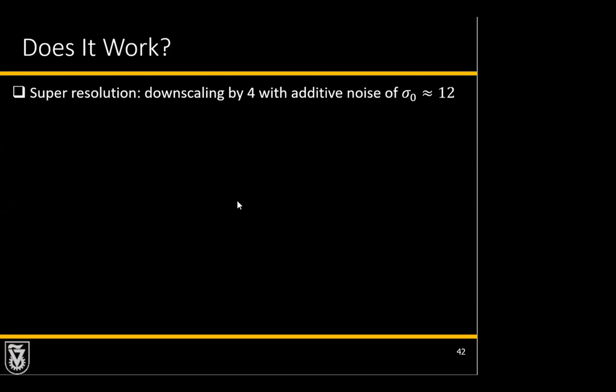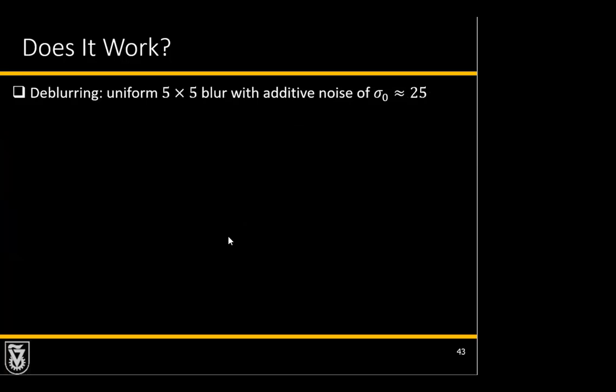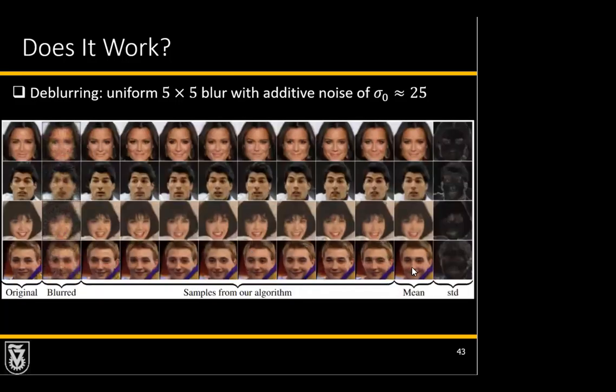So we, of course, did not just do face images. There are also bedroom images, different samples. And we did not just do super resolution, we also did deblurring. In this case, we used a uniform blur of kernel size 5 and some noise. As you can see here, for example, look at this kid's different hairstyles, different expressions, right? We have a variance in the output. We also see the mean and standard deviation.